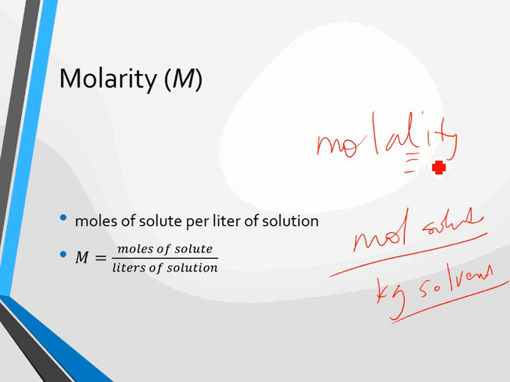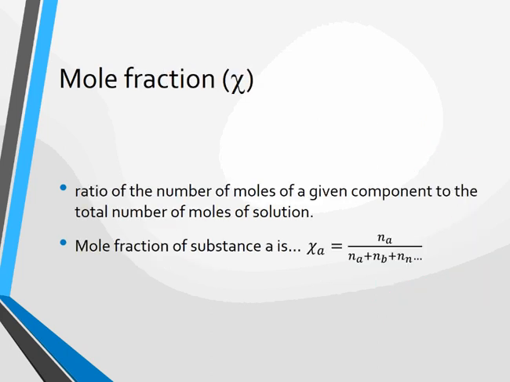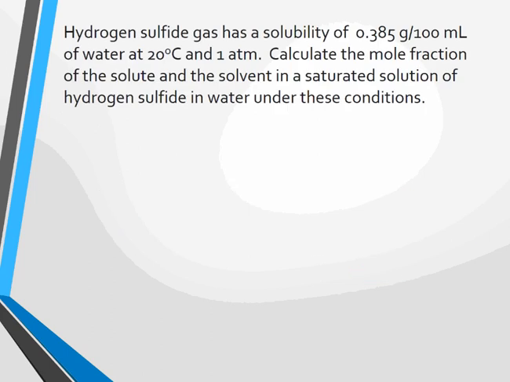Mole fraction, which we've studied before, is simply the number of moles of a given substance in a solution divided by the total number of moles in the system. This can be done for a gaseous system or an aqueous system, but the target is on top and the total number of moles of things in the system are below. Notice it's a fraction, not a percentage. Don't multiply by 100. So here's an example question.